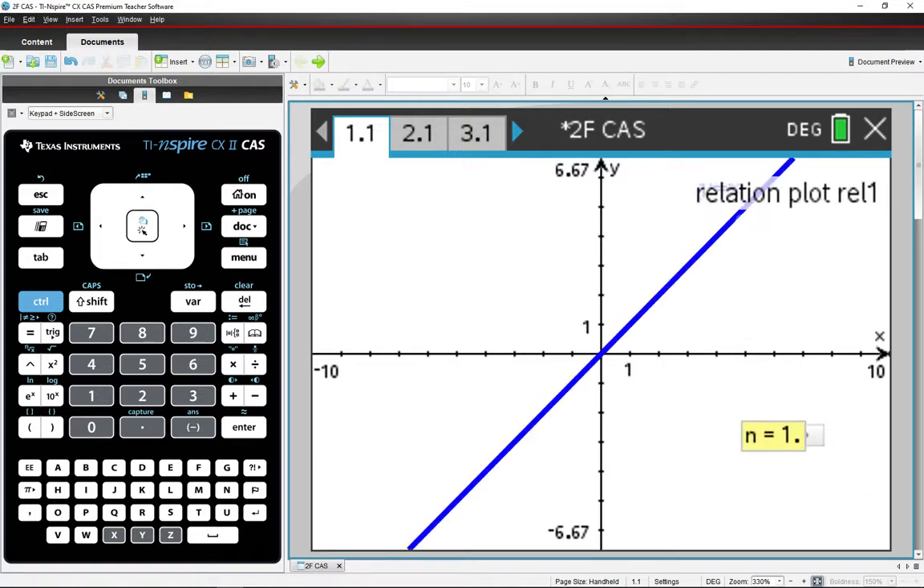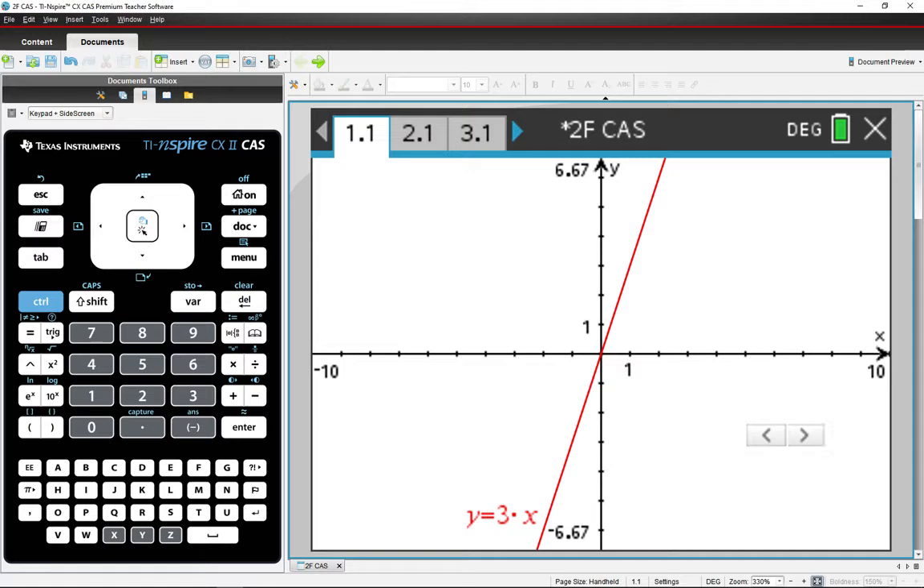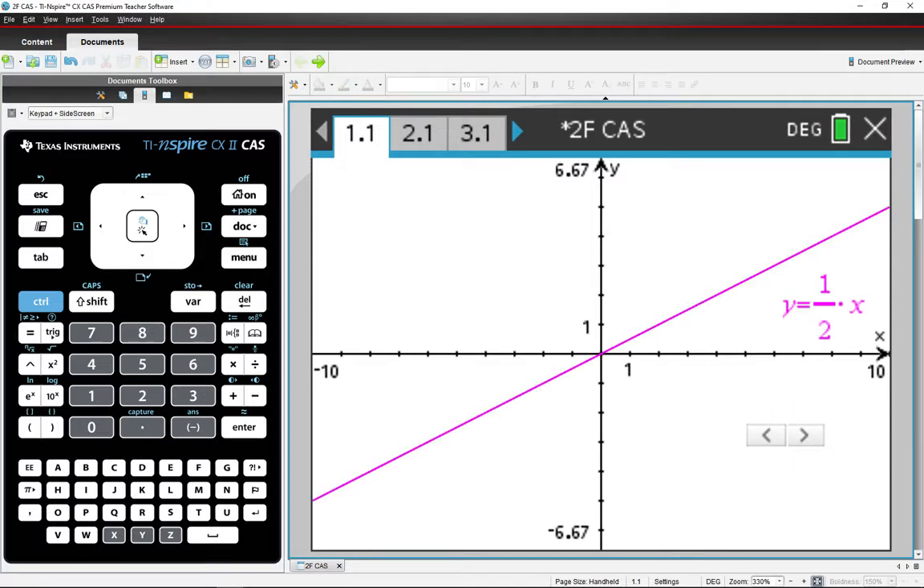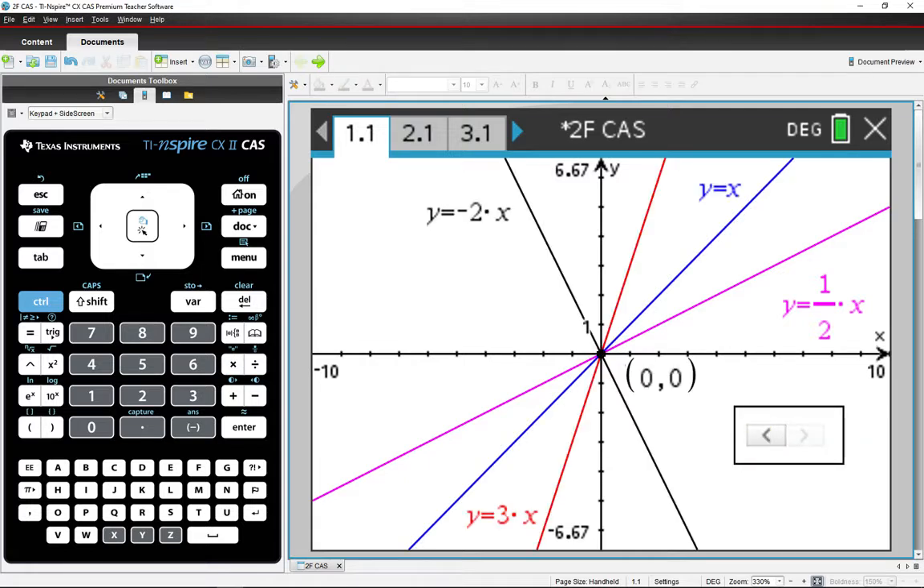So let's look at the first one. Here is y equals x. It's a straight line with a gradient of 1, and it also passes through the origin. Next, we have y equals 3x. Similar thing, passing through the origin, this time gradient of 3. Next one, we have y equals negative 2x. Here we have a negative gradient, but still it's passing through the origin. And finally, we have y equals half x. Looking at all these members of the family on one graph, you can see that they all share the common property that their y-intercept is the origin. However, each of them is unique by its gradient.